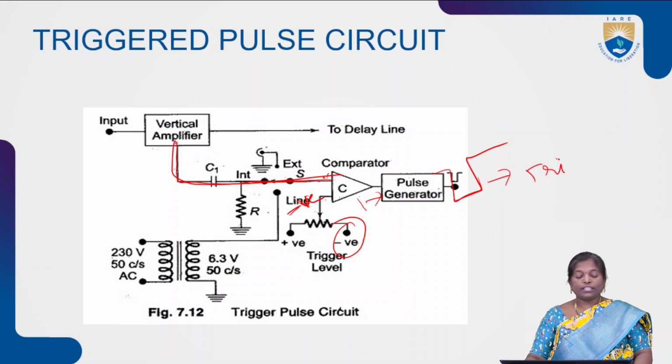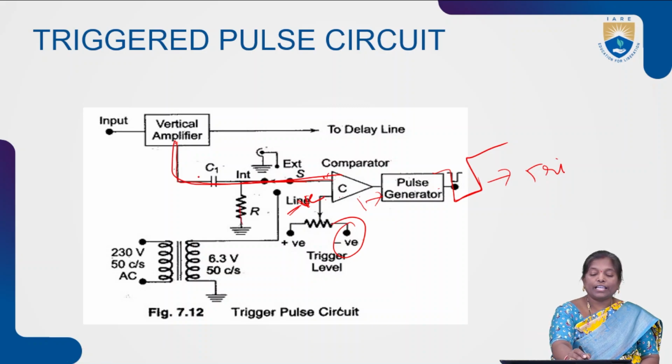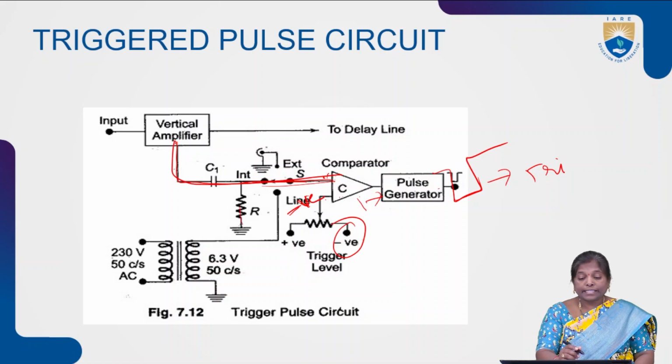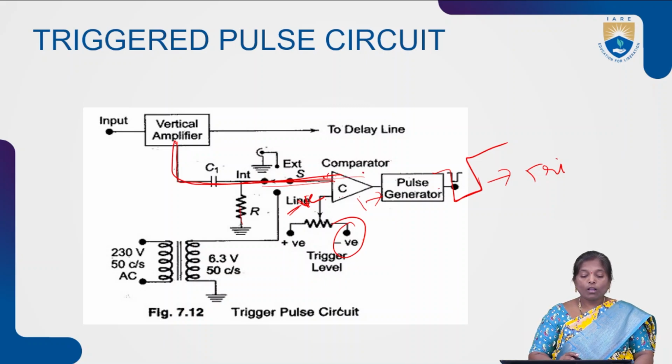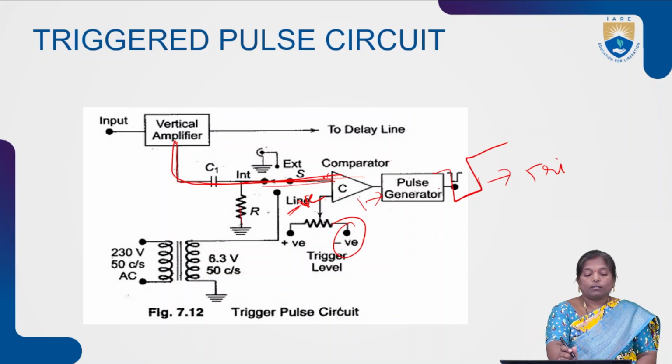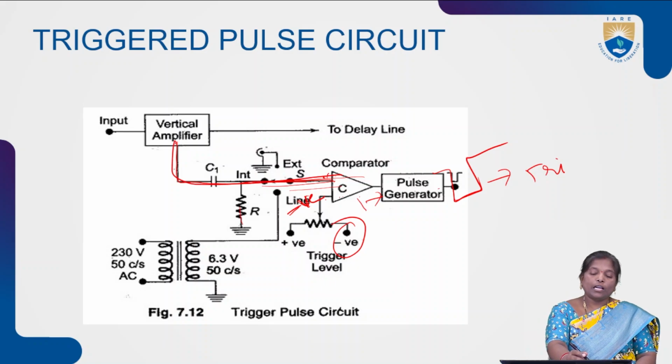We have three different ways. With the help of an internal signal, we can generate the vertical amplifier input, or externally we can apply the vertical signal as the input, or with the help of the vertical amplifier directly we can apply the input. These are the three different ways we can apply the input to the comparator. And we can also apply the input with the help of a transformer.